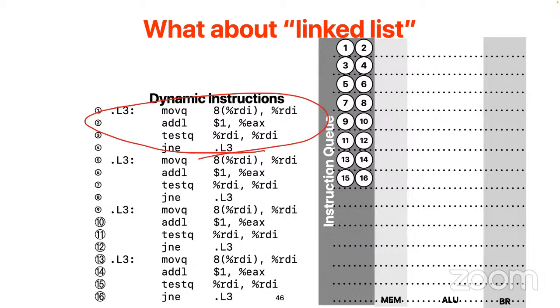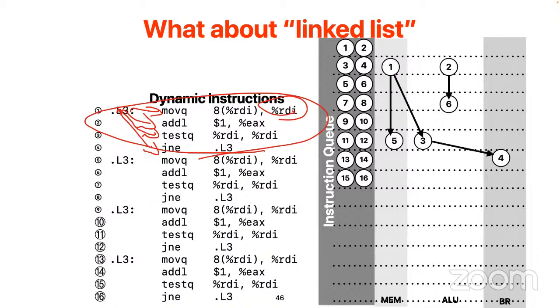But as we mentioned, indeed, it's using RDI. So we have a move instruction, we have an addl, we have a testq, which is a comparison, and also a jne. So 4 instructions in total. And if you draw a data dependency graph, this is pretty much like it.